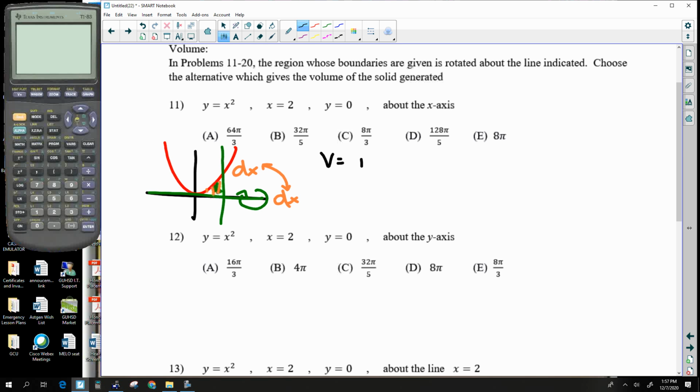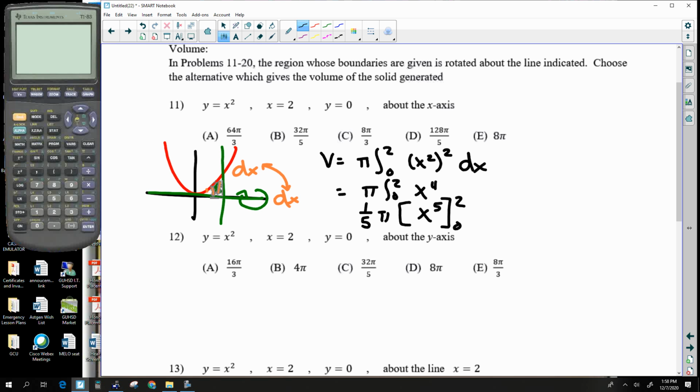So this volume is going to be pi integral from 0 to 2 of x squared squared. So pi r squared. So this is x to the 4th, 0 to 2, pi. This is x to the 5th, 1/5, 0 to 2. This is 1/5 pi of 2 to the 5th, which is, I think, 32. 32 minus 0. So this is 32/5 pi.